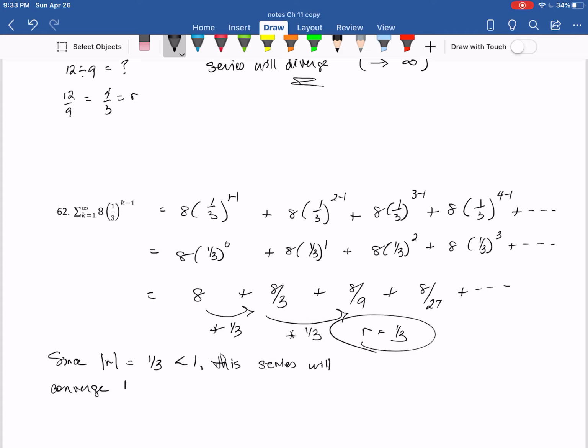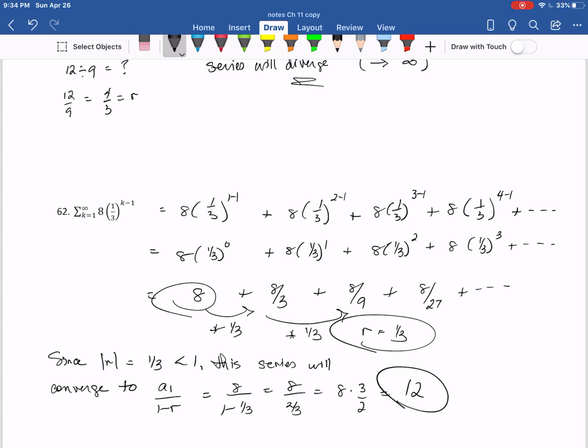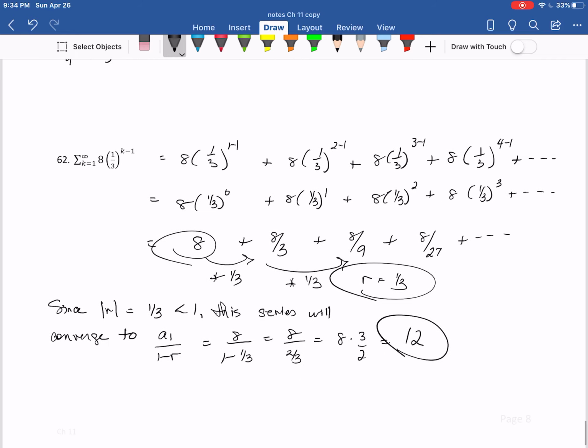And if it converges, you have to know to what. So it will converge to the quantity, I'm going to write it in general, a1 over 1 minus r, or specifically a1 in this case is 8. So 8 divided by 1 minus 1/3, or 8 divided by 2/3, or 8 times 3/2, or 12. So the sum will get no larger than 12. It will get to 12, and then the remaining terms are going to be practically zeros and not be adding anything in addition to your sum. That's the end.